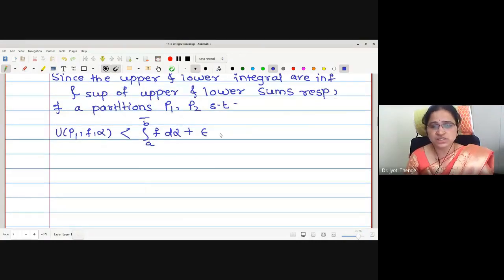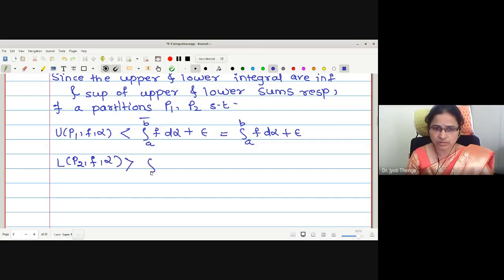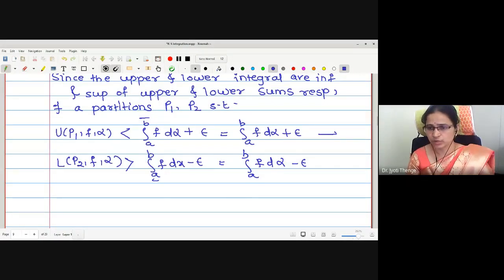But as the function is assumed to be integrable, this upper integral is nothing but the actual integration. Secondly, for another partition P2, we have written L(P2, f, alpha) is greater than the lower integral minus epsilon, where again the lower integral we have replaced by the actual integration. Let me call these statement 1 and statement 2.